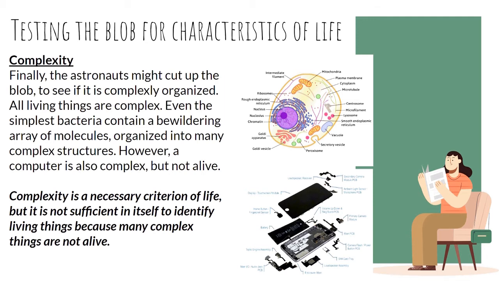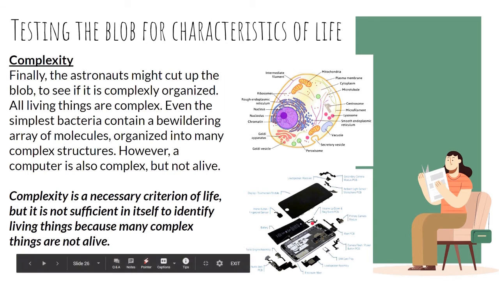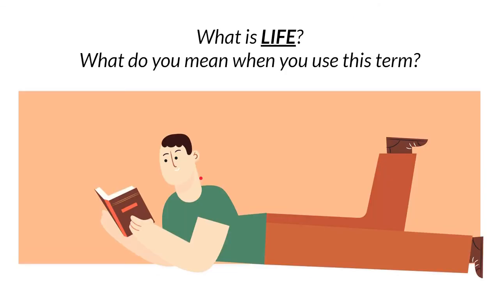Thus, complexity might be a good criterion of life, but it is not sufficient to describe all living things, because we have non-living things that are as complex as living organisms. This just brings us to the same question as earlier. So what is life? What do we mean when we use this term?